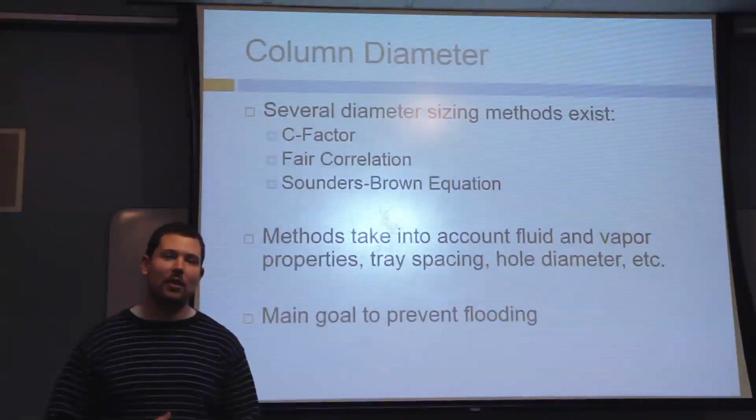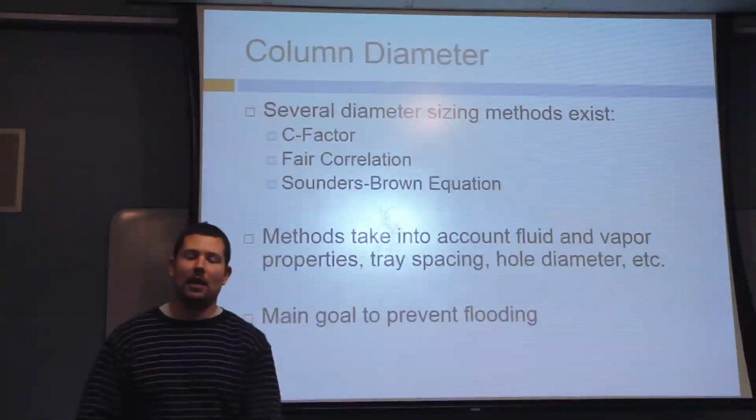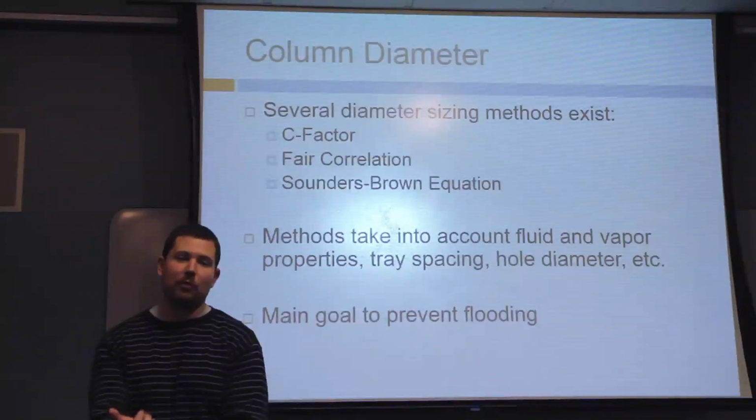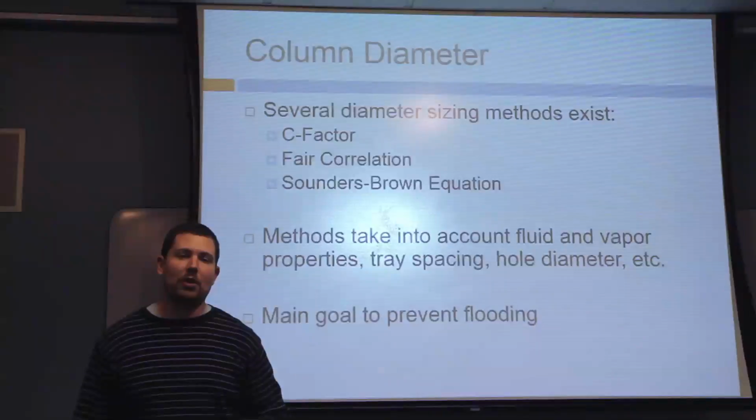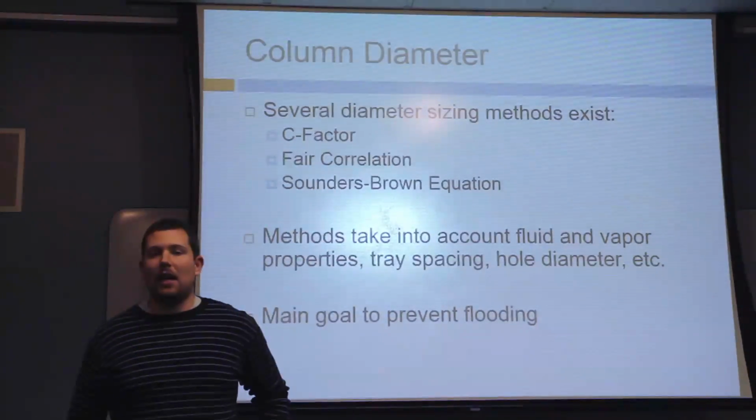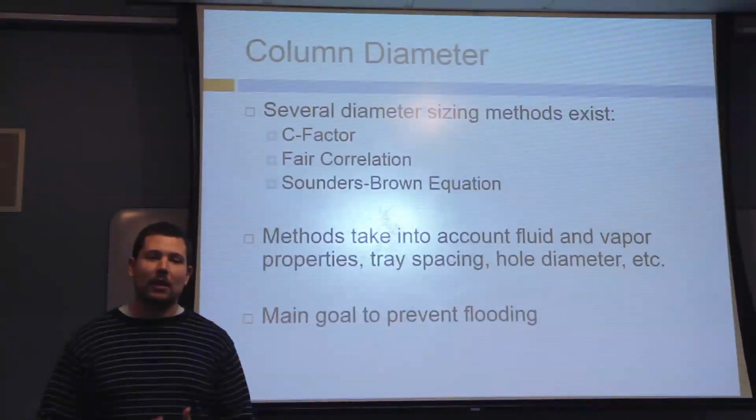There are several methods to do this, which are listed here, but the methods primarily take into account fluid viscosity, density, along with the tray spacing and the hole diameter in the tray. And again, your main goal is to prevent flooding in the column.